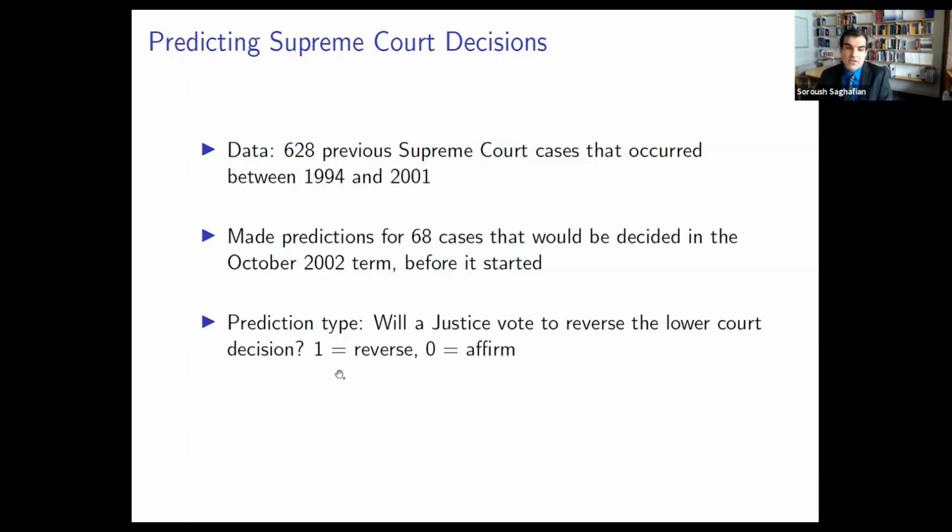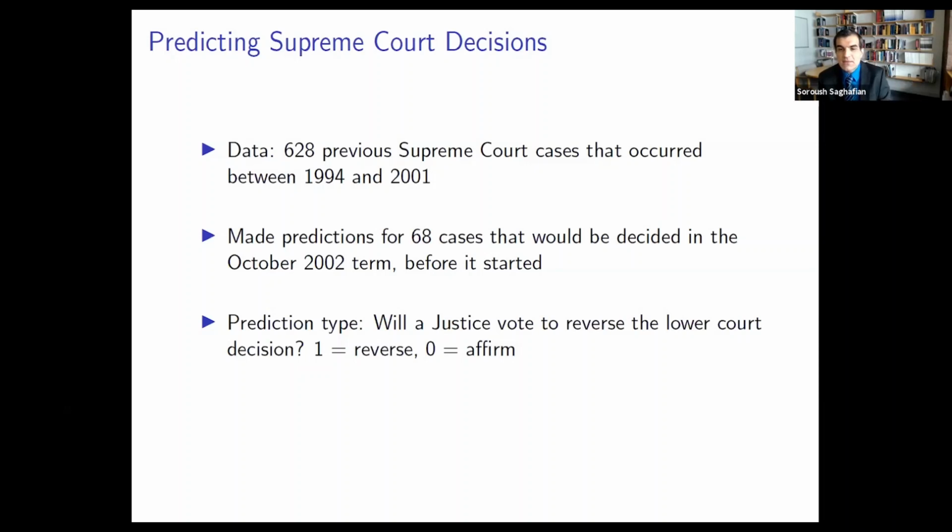And the decision here is a binary decision: either the Supreme Court will reverse or will affirm. But one of the interesting things about this research was that they compared it with human decision makers as well. So they asked a lot of experts, lawyers, and other people who are very close to understanding how the Supreme Court justices vote.